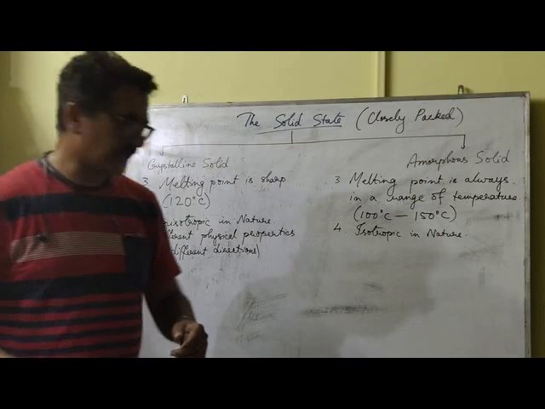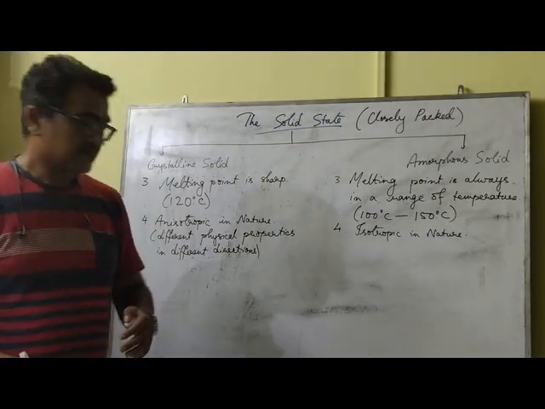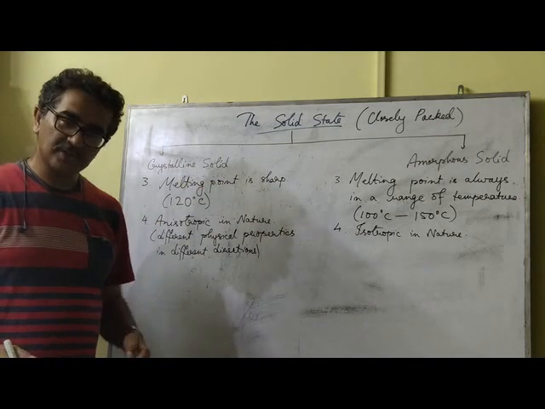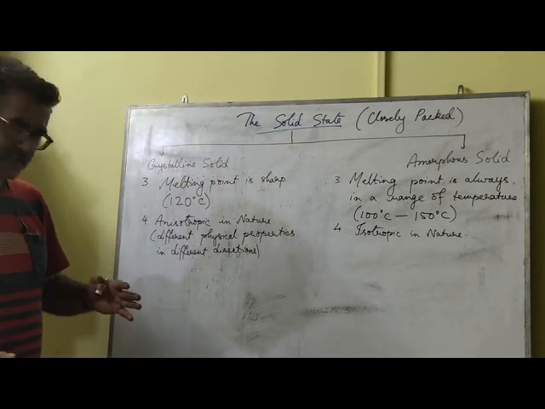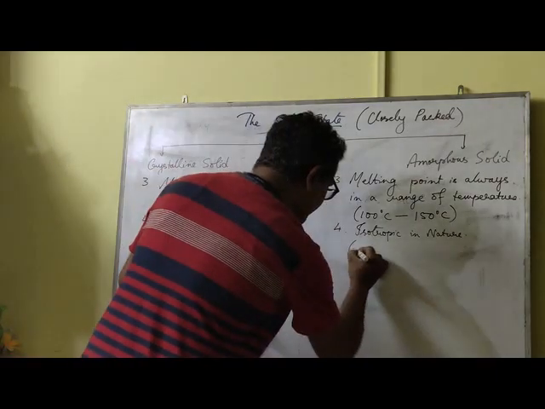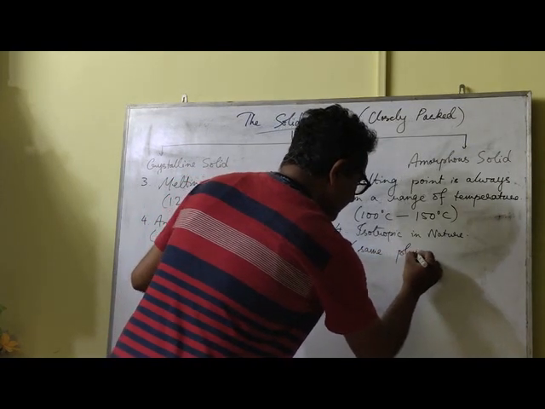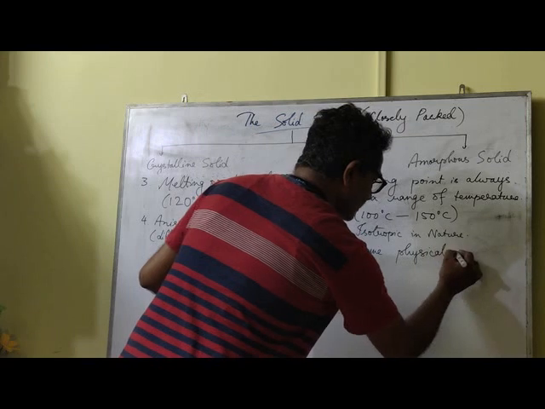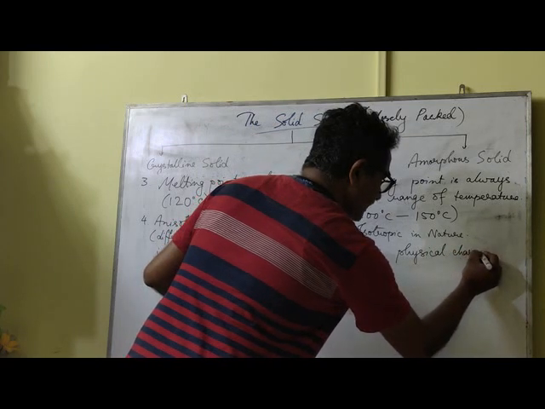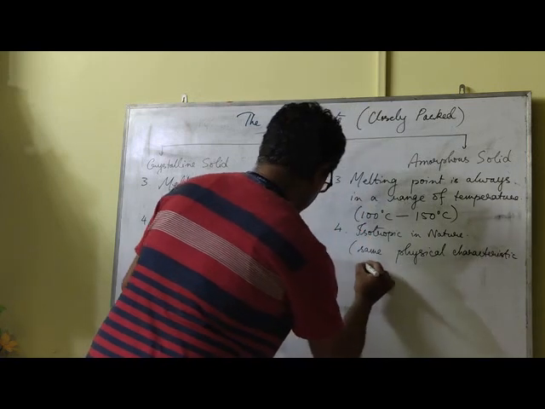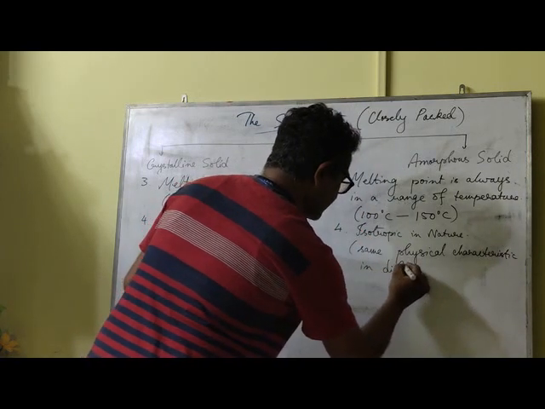Whereas amorphous solids are isotropic in nature. It means it has almost the same physical characteristic in different directions.